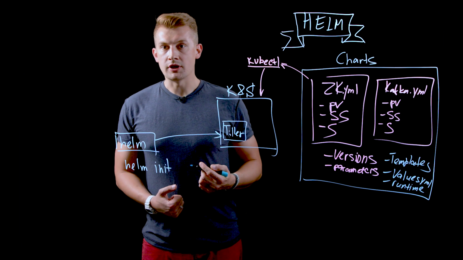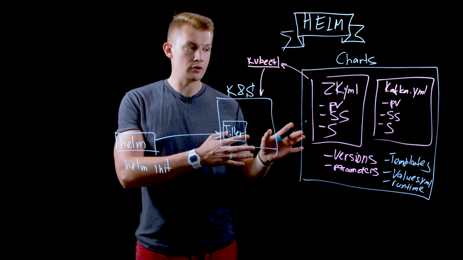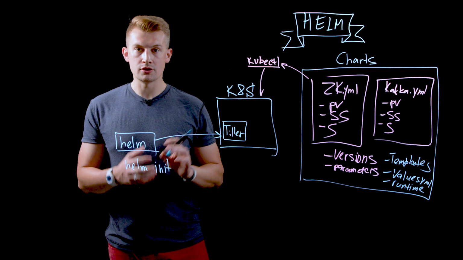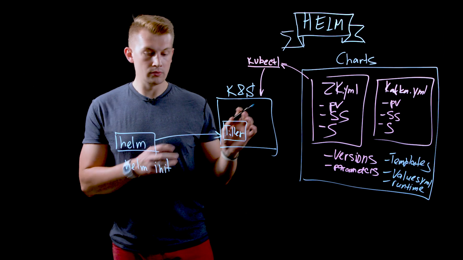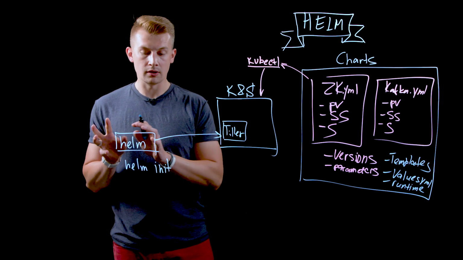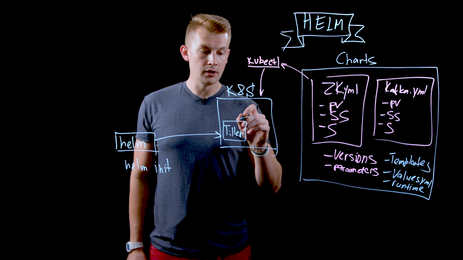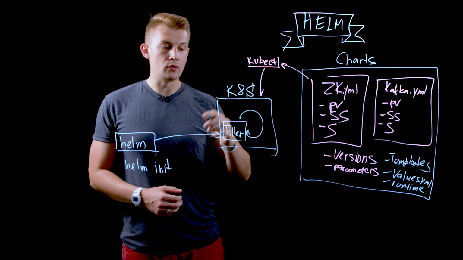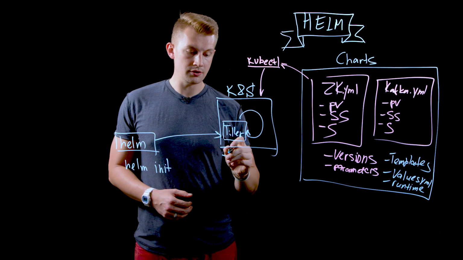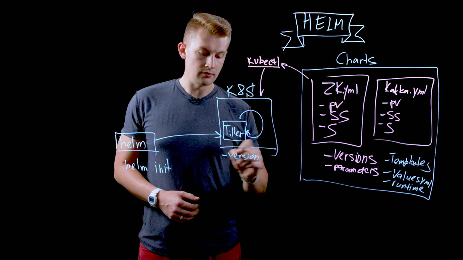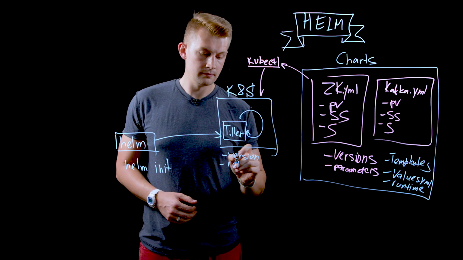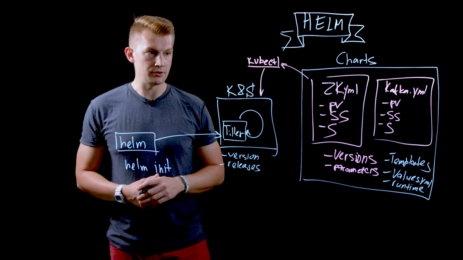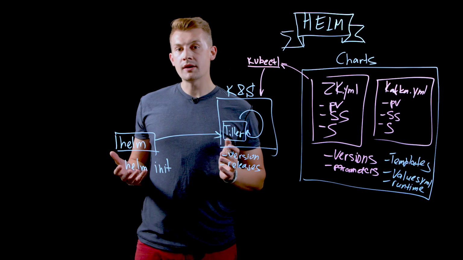Also, you can change the version. Sometimes you want to change the version of your components, and in this case, you want to change the version of your Helm charts. So you take these charts, Helm will pack them and send them, and Tiller will run this internally. So Tiller will be responsible for managing information about versions, releases, and some additional information.